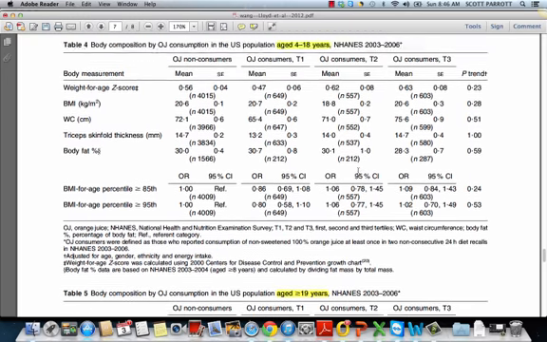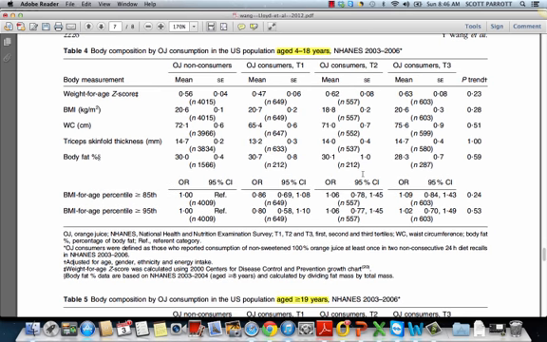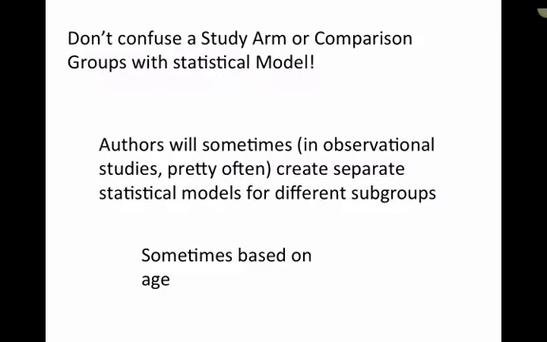This is kind of the red herring. You may look at this and think, oh, okay, there are really 2 groups, kids versus adults. No, that's just how the authors model it. They're really, for our purposes, 4 groups: non-consumers, first tertile, second tertile, third tertile. And sometimes they're based on things like sex.